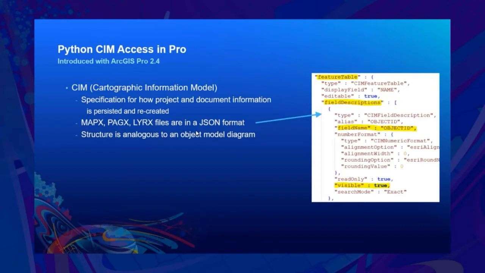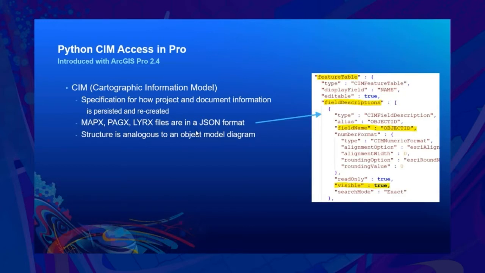Python SIM Access has several entry points, and they are analogous to the types of objects that you can save out as X files. So you can connect to a map, which has a corresponding map X, or a layout, a page X, or layers that have layer X files. Now these files are in a JSON format that is really easy to read, and the information is organized in a way that it's almost like an object model diagram.